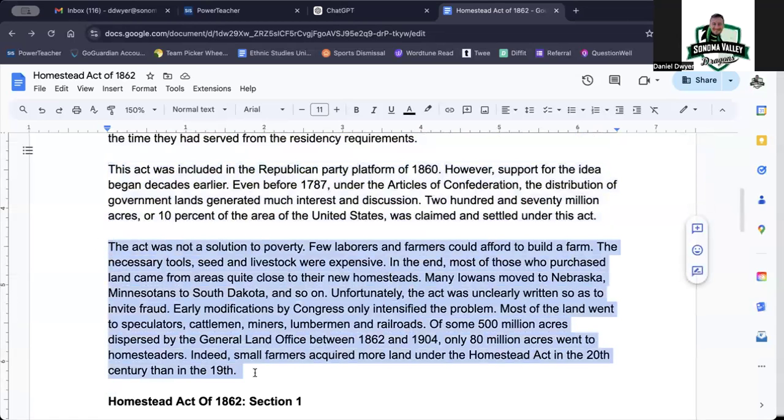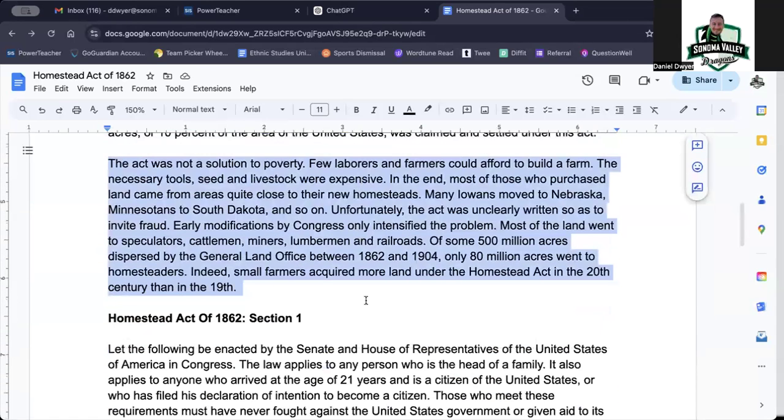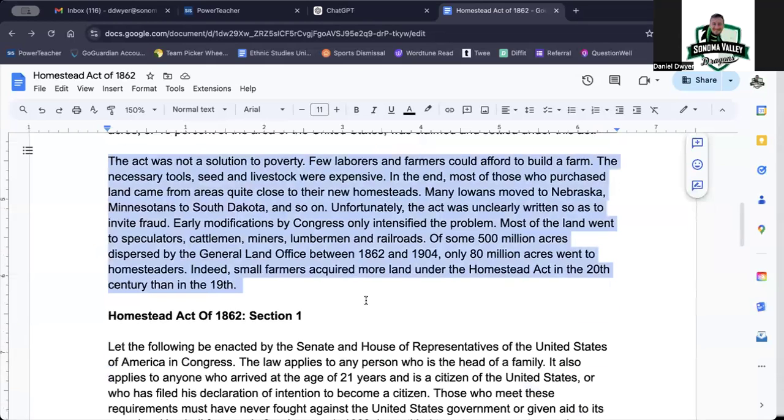The act was not a solution to poverty. Few laborers and farmers could afford to build a farm. The necessary tools, seed and livestock were expensive. In the end, most of those who purchased land came from areas quite close to their new homesteads. Many Iowans moved to Nebraska, Minnesotans to South Dakota, and so on.